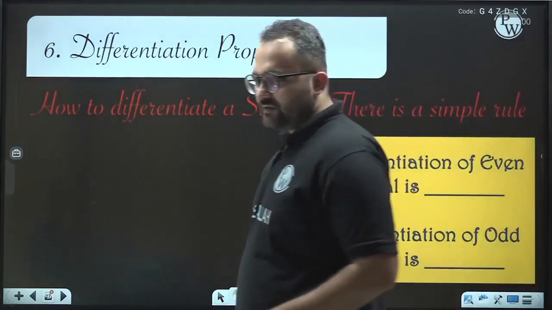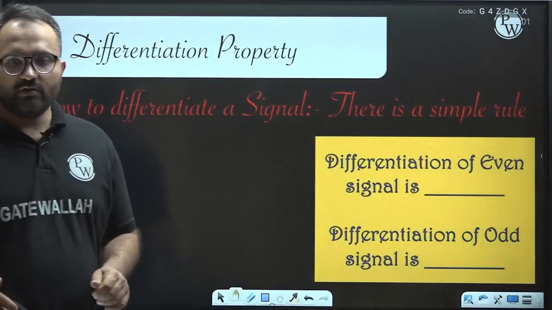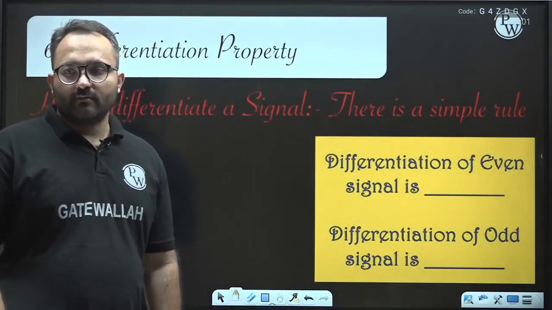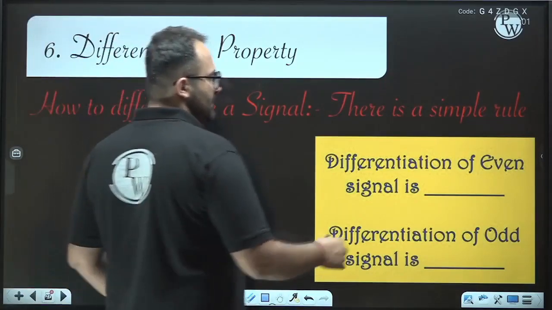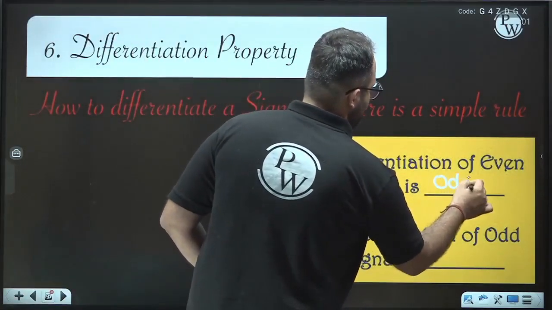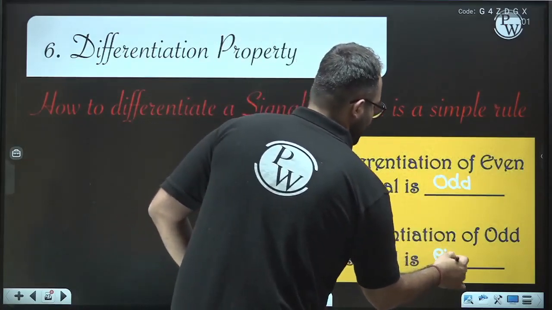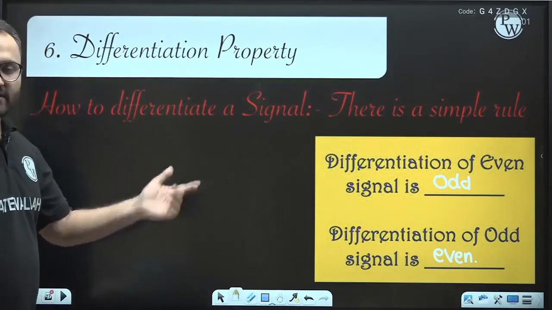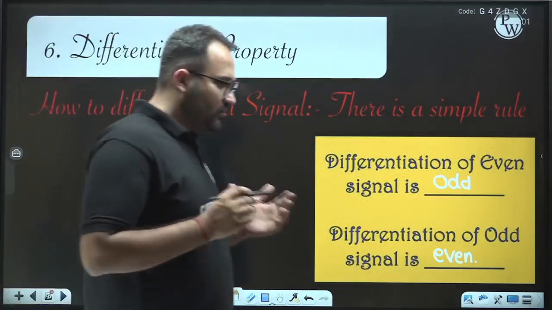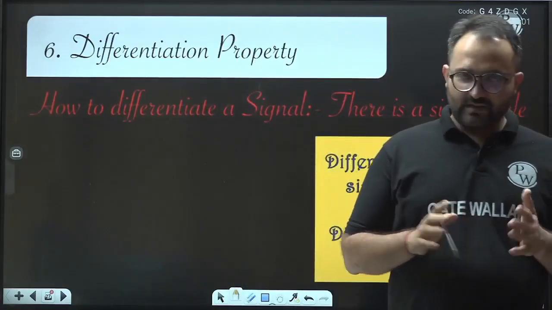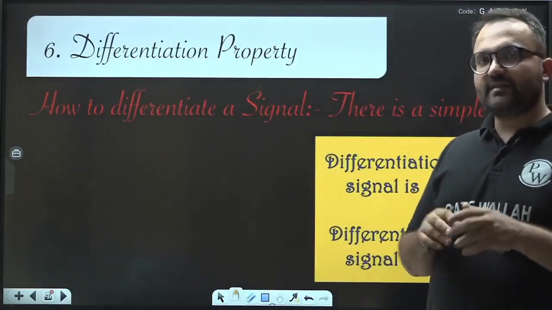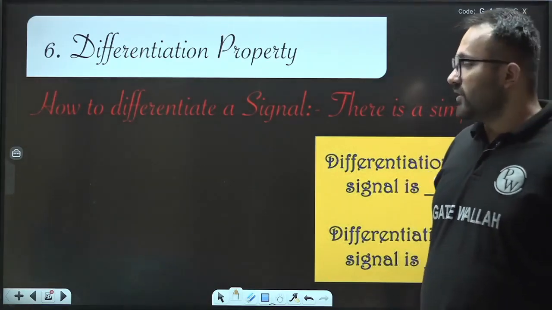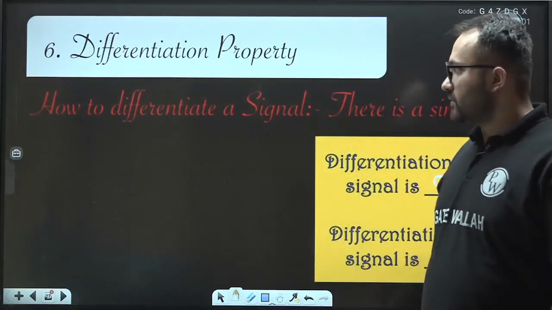Now next is the differentiation property. First of all, let us see this. Differentiation of an even signal is odd, and differentiation of an odd signal is even. So how to differentiate a signal? I hope all of you remember how to differentiate a signal. There's nothing new about it, but there's one very important rule for differentiation in signals. What is that rule?